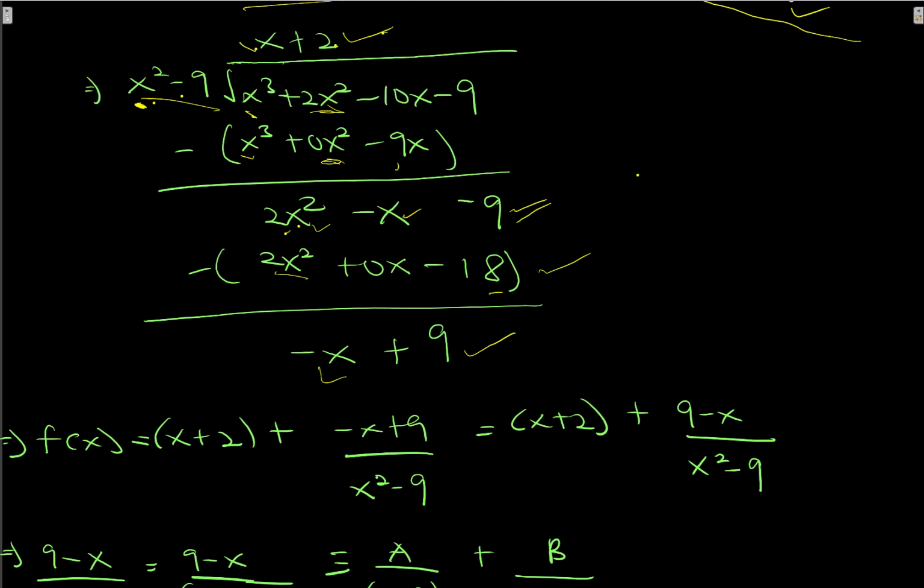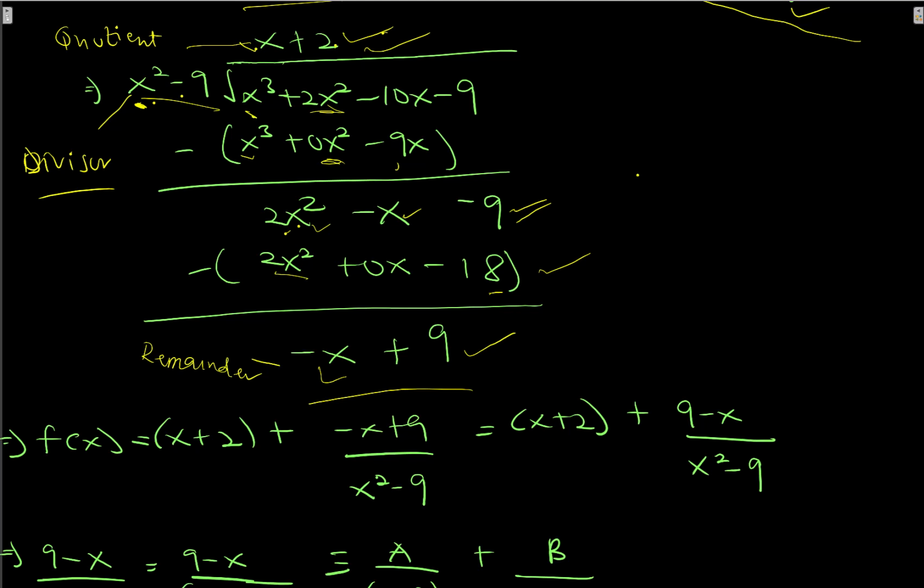So now our remainder is what? Negative x plus 9. Our quotient is x plus 2. So this is our remainder, and x plus 2 is our quotient, and this is our divisor. Okay, so we have our quotient, we have our remainder, then we have our divisor.